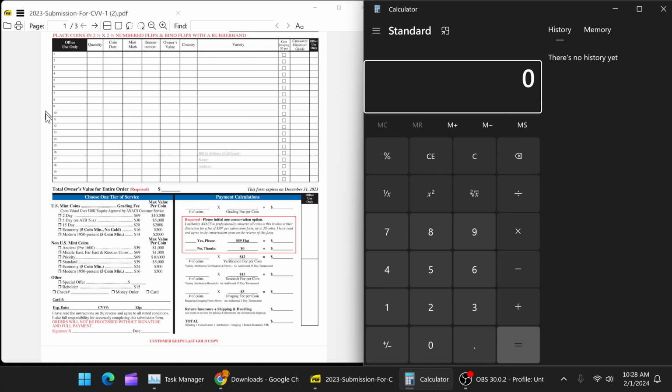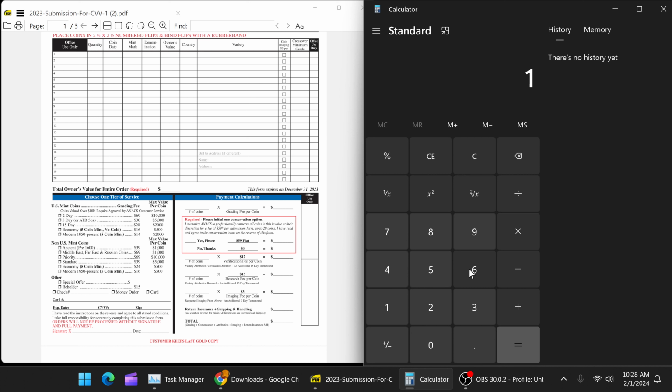All right, so it's nice. The front page, the submission form, has 20 spaces, so that's perfect for that. We're going to go with the economy 5 coin minimum, no gold, $16. Here on the right I have the calendar. Hopefully I don't screw this up. I don't trust myself, so I'm going to write each fee down on a separate piece of paper, just in case I accidentally click on something and erase it.